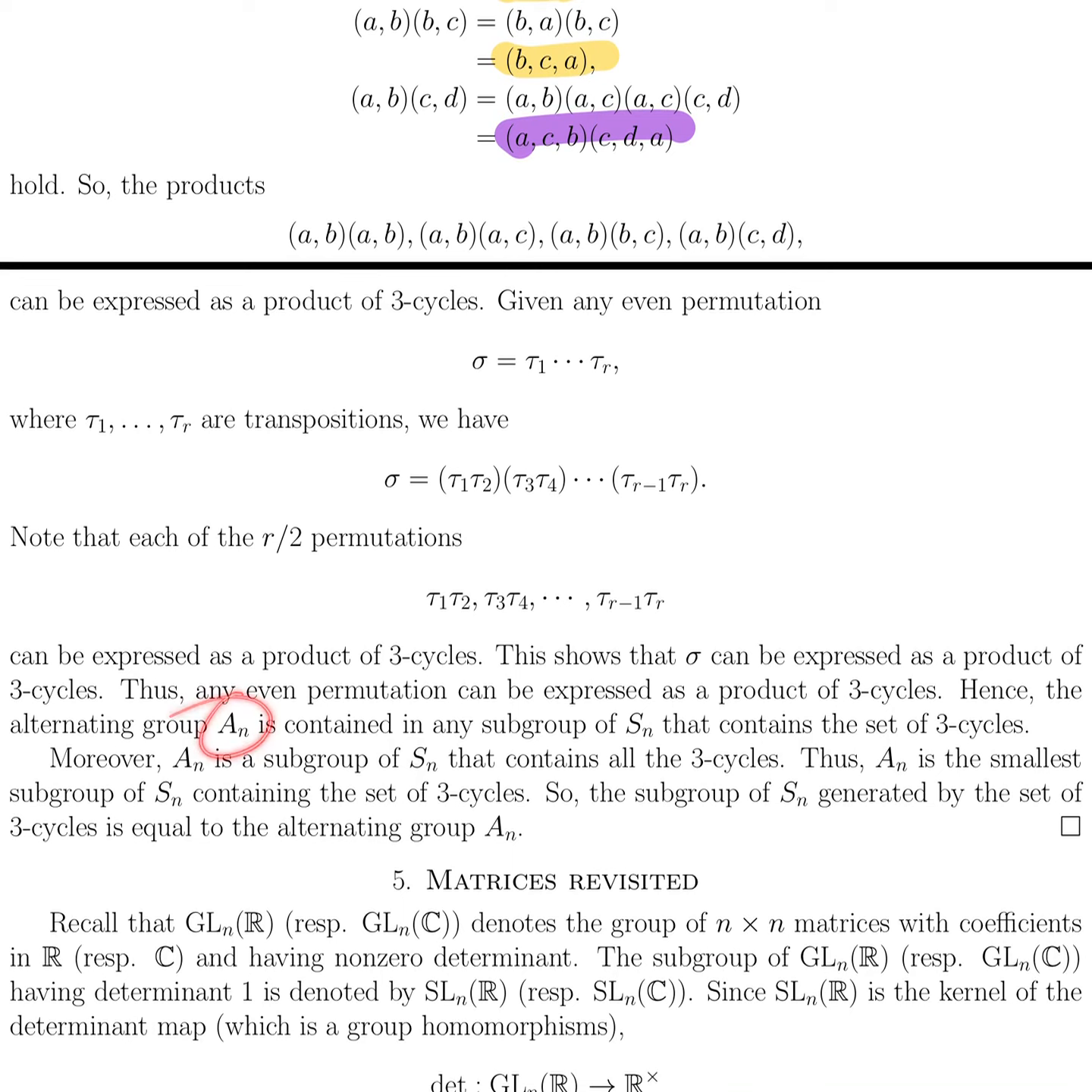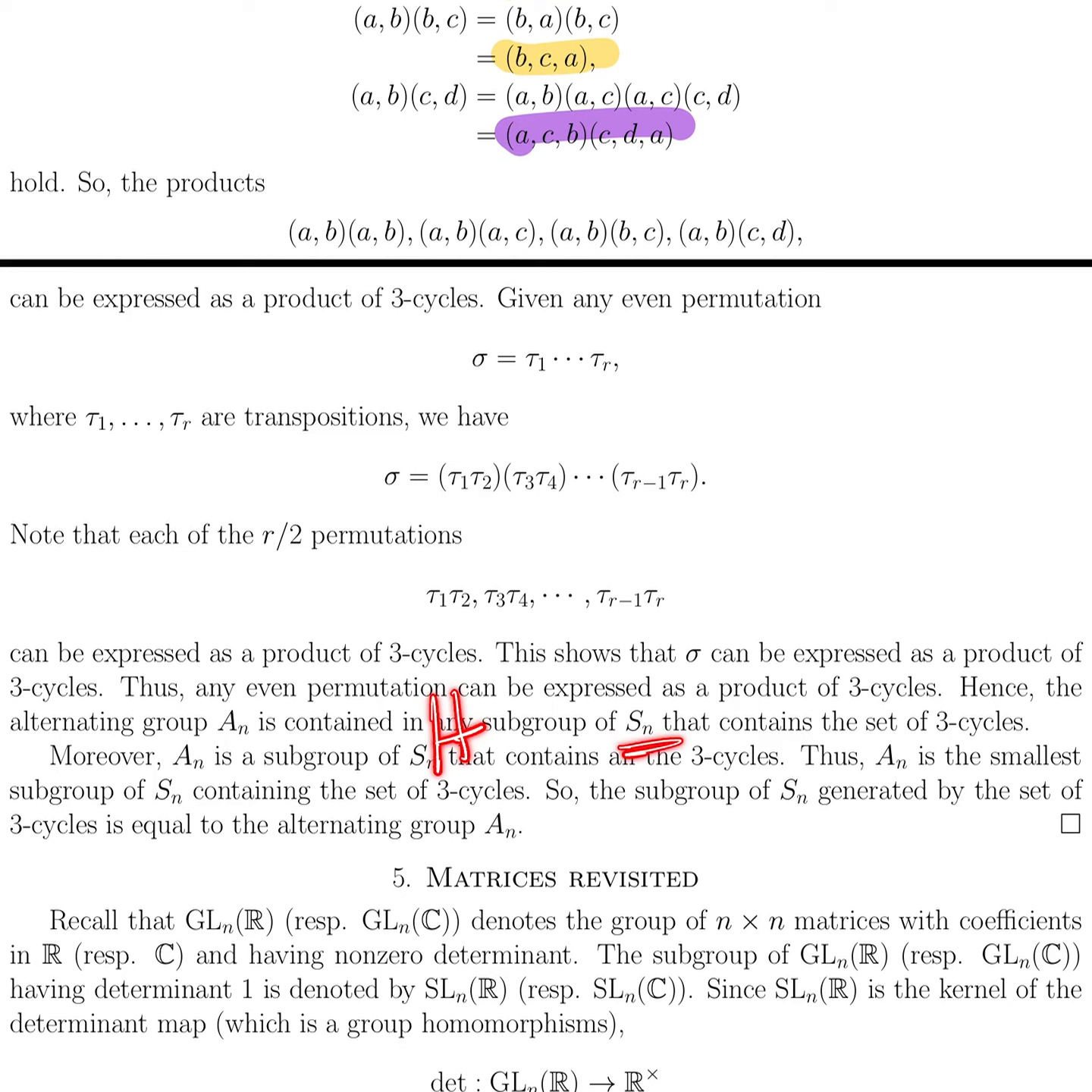So if you look at the alternating group An, it is contained in any subgroup of Sn that contains the set of three cycles. For instance, if H is a subgroup of Sn that contains the set of three cycles, then H will also contain sigma, and that proves that An is contained inside H. So it follows that An is contained inside any subgroup of Sn that contains the set of three cycles.